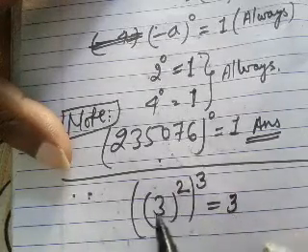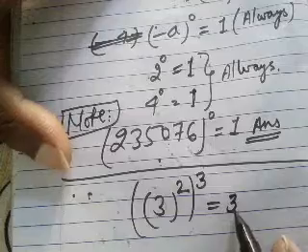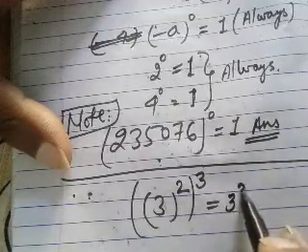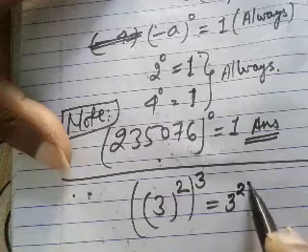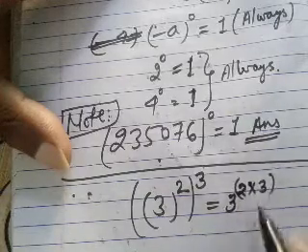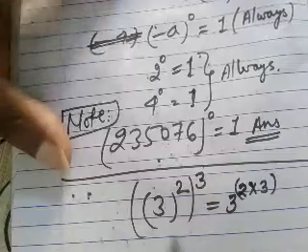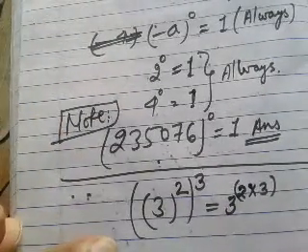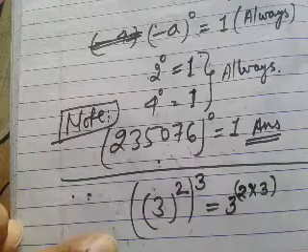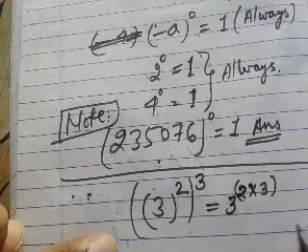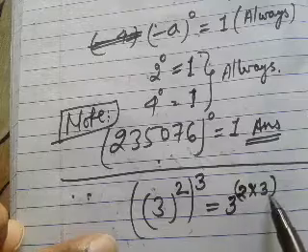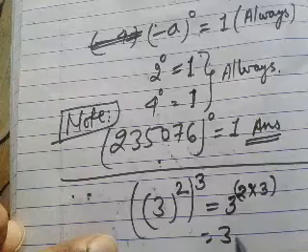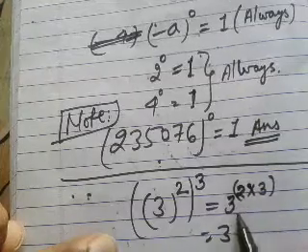your answer will be: the base is as it is, 3, and power of power means multiplication, so 2 multiplied by 3, not addition here. If an expression has its power of power form, then the powers will be multiplied in this case. So the answer will be 3 raised to the power 6.